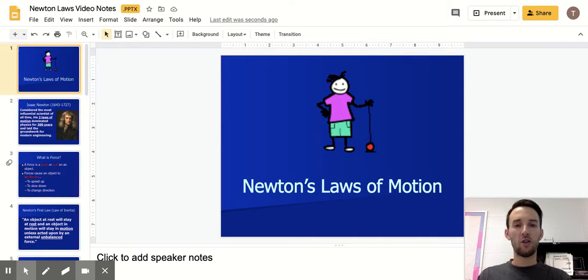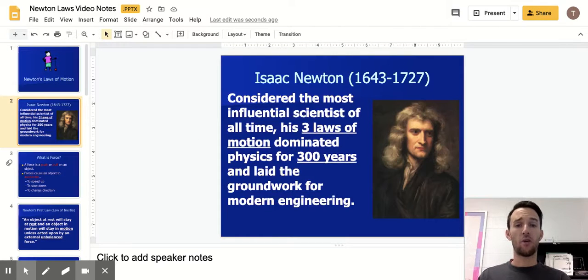So we're starting Newton's laws of motion. In case you don't understand why we call them Newton's laws of motion, it's because Sir Isaac Newton is the one who created the three laws of motion.